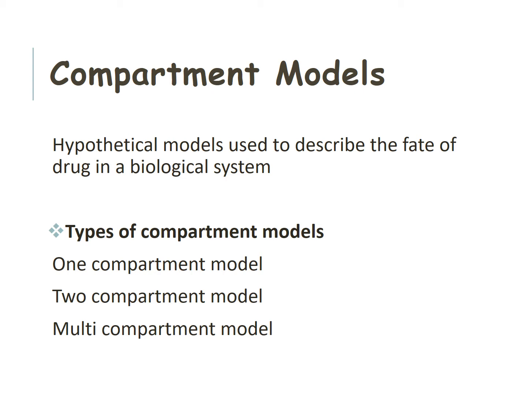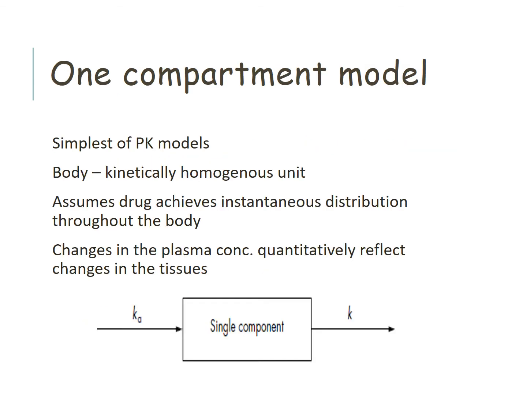There are different types of model: one compartment model, two compartment model, and multi-compartment models. One compartment model is the simplest pharmacokinetic model, and it considers the body kinetically as a homogeneous unit. So the whole of our body is considered as a single unit. This is a one compartment model.